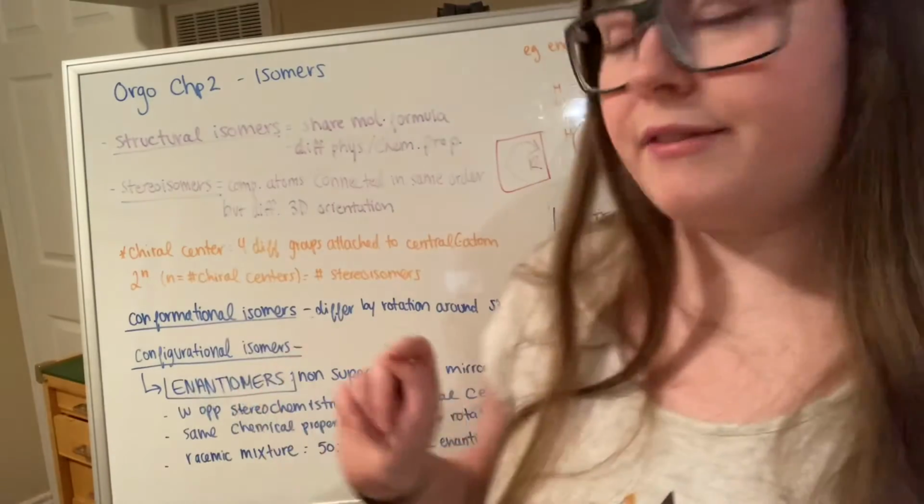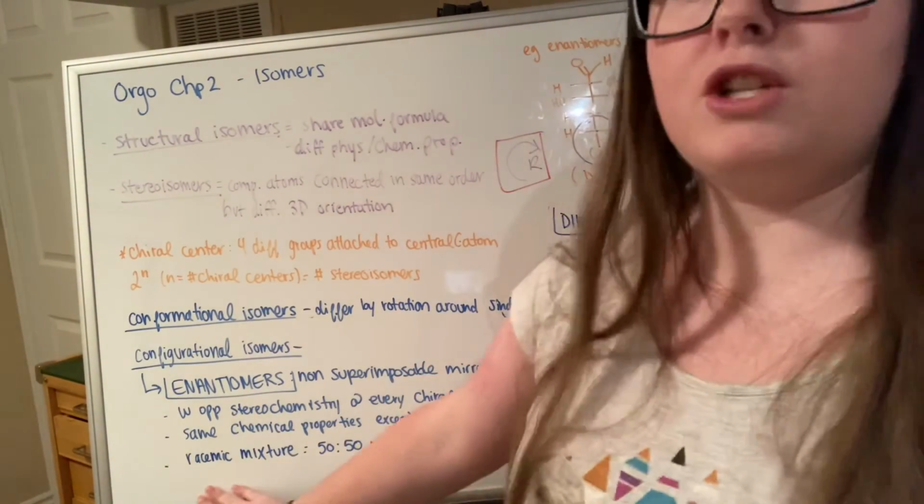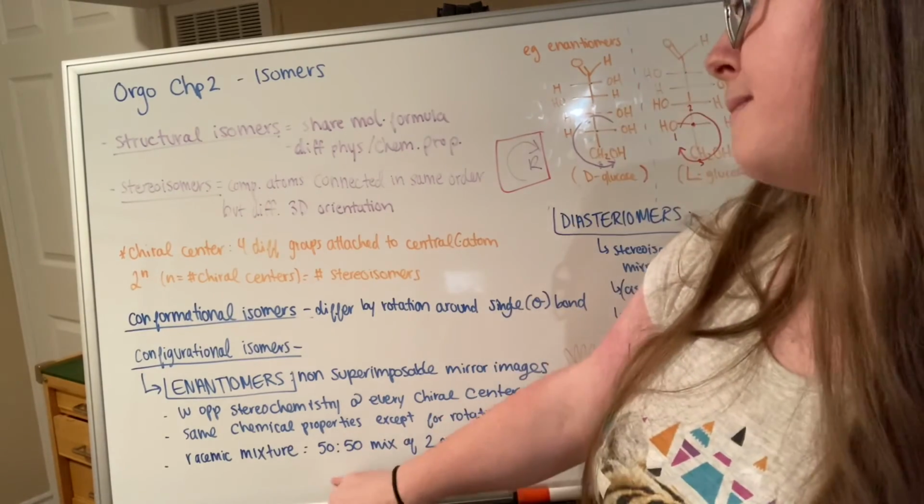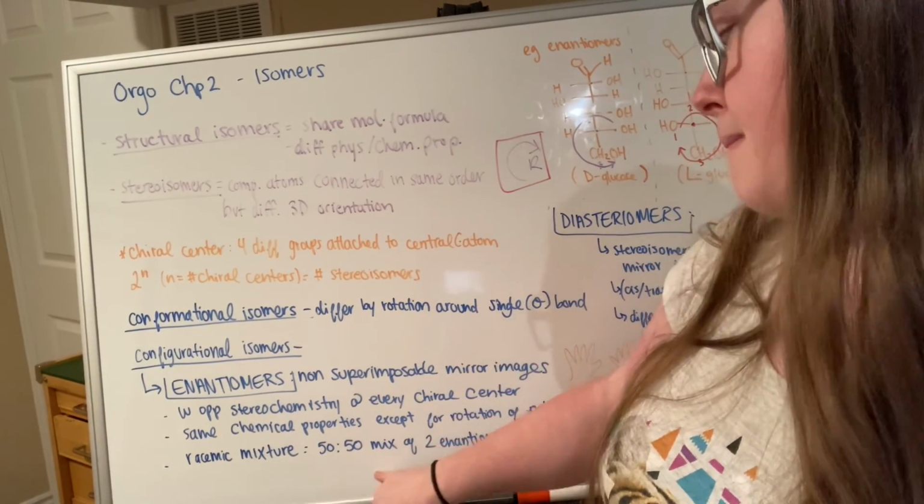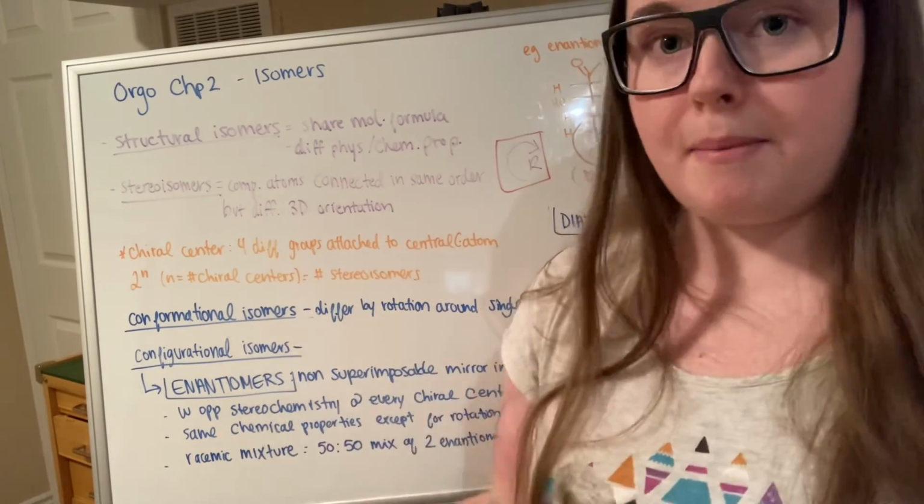One final thing I forgot to mention earlier when we were talking about enantiomers: one term that you might see is racemic mixture, and that means that it has a 50-50 mix of two enantiomers. That's just a word that I've definitely seen come up a lot and just wanted to mention.